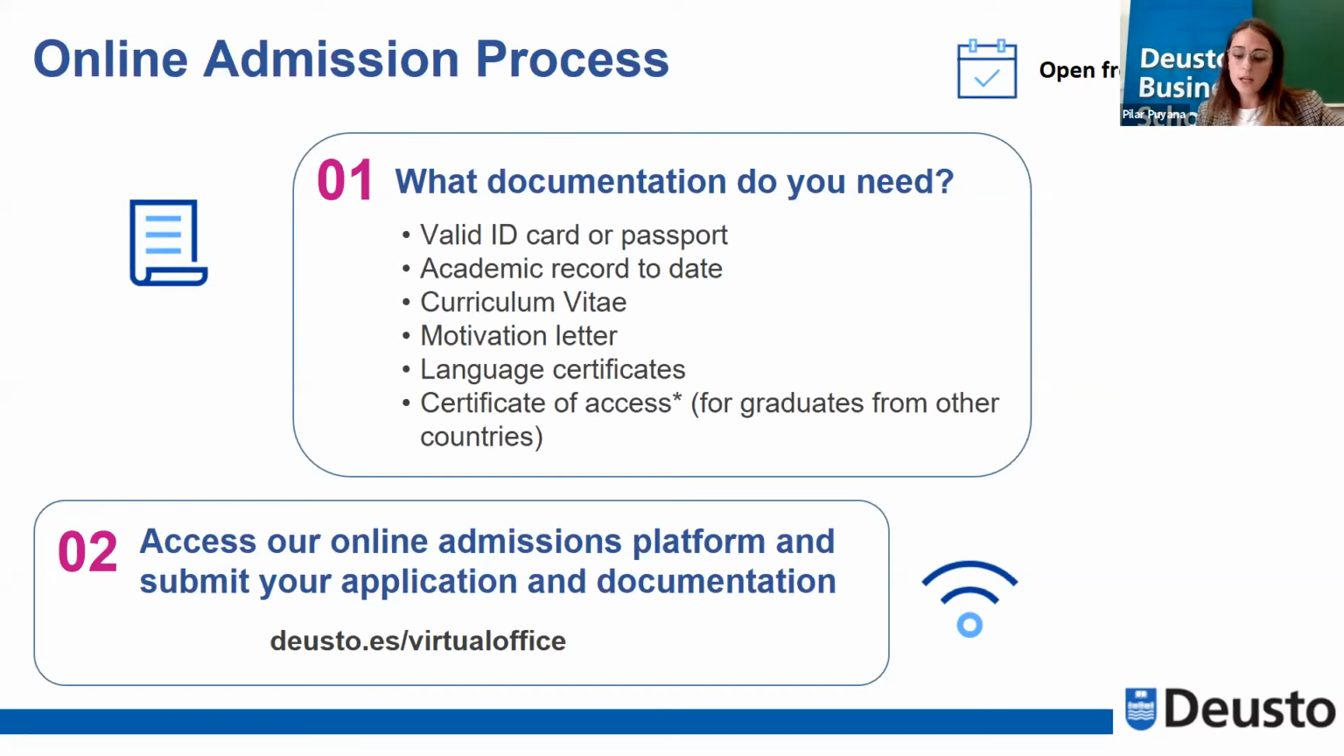Once you have all of your documentation completed, you are ready to access our online admissions platform and submit your application with these documents. So you will need to log on to deusto.s/virtual-office. You will be asked to create a username and a password that will be associated with your application. We'd like to remind you it's very important to keep this login information in a safe place because you will need to use it to check on the admissions resolution later along the line. Once you log into the platform, you will be given the opportunity to choose up to 3 master's programs of interest, and you will need to rank these in order of preference, so 1, 2, and 3.